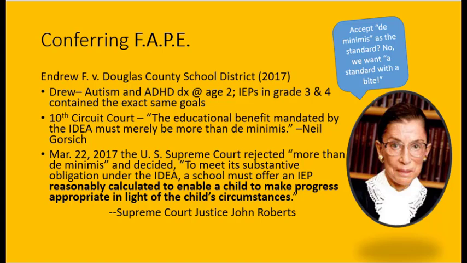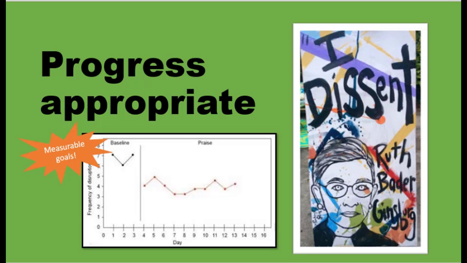Basing a child's individualized education program on peer-reviewed research is how we confer a free and appropriate public education, or FAPE. Case law, specifically the Andrew versus Douglas case, has established that a school must offer an IEP that is reasonably calculated to enable a child to make progress appropriate in light of the child's circumstance. The 2017 ruling used the term progress appropriate.